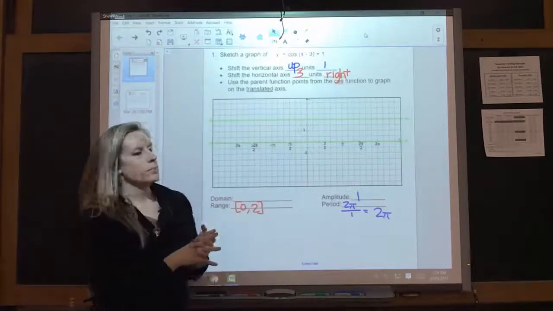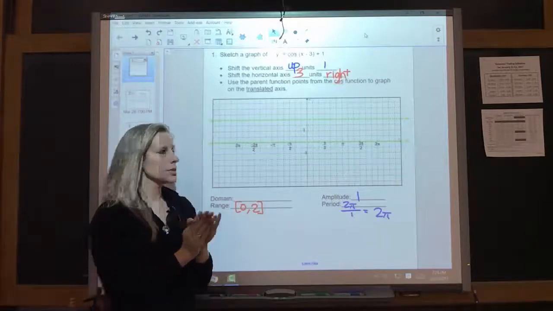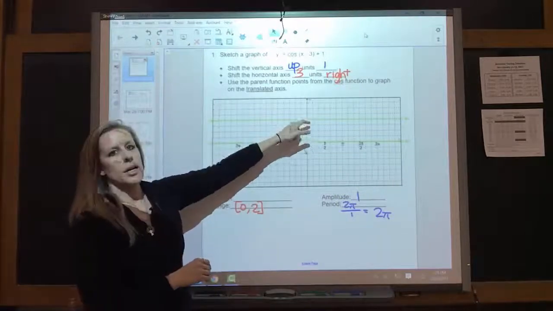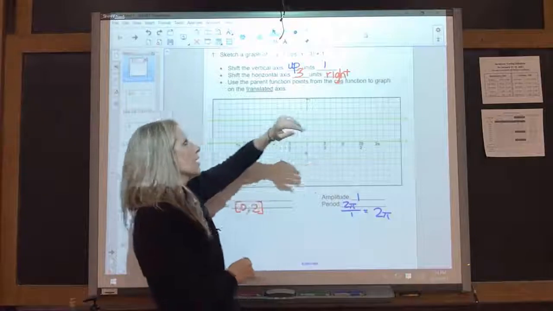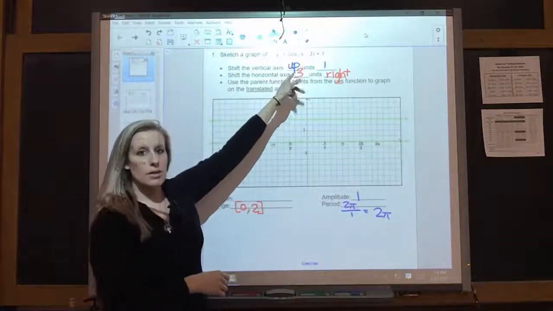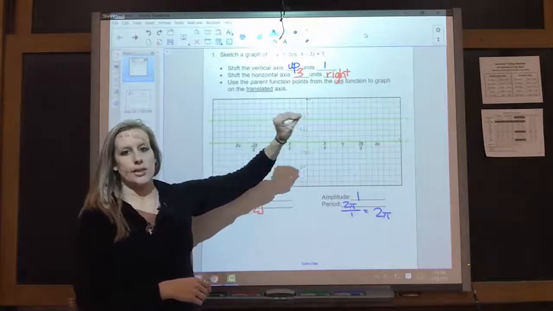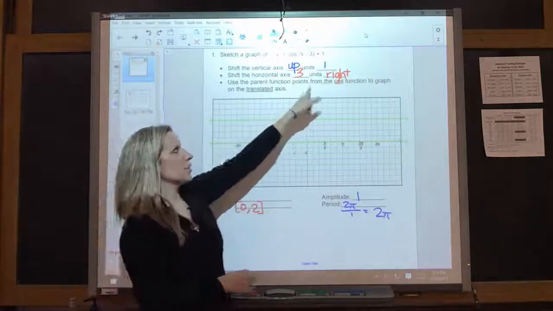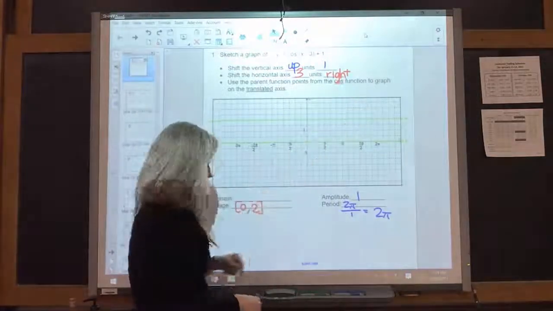All right, so normally your cosine starts out at the top and then goes down, right? And we aren't flipping it at all, so we still want to start out at the top, but we need to move to the right 3.